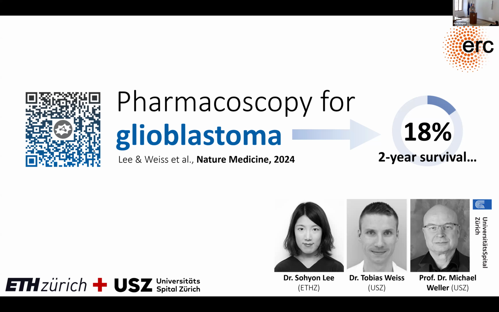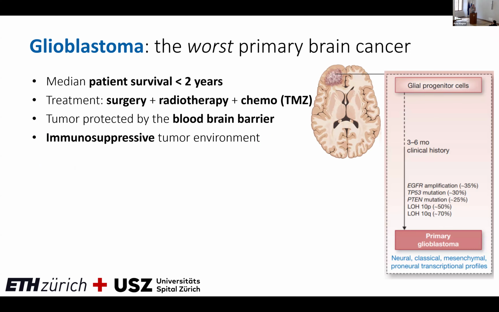So these are the most aggressive primary brain cancers that arise. And this was work that was just published in Nature Medicine 2 weeks ago, led by the amazing Soyan Li and together with the University Hospital Zurich. And so one slide about glioblastoma. It really is the worst primary brain cancer upon diagnosis. Till today, patients survive less than 2 years. The treatments haven't changed much for the past 20 years. It's surgery, radiotherapy, and chemotherapy with a drug called temozolomide for most of these patients.